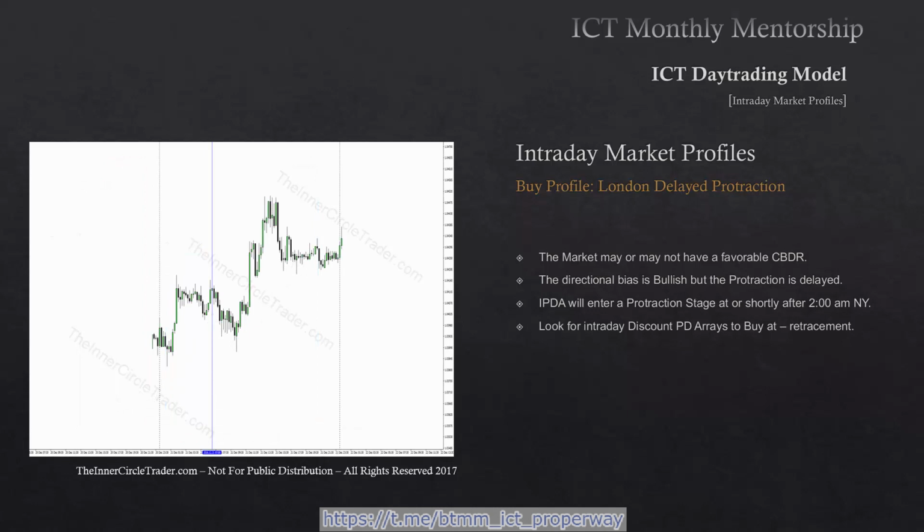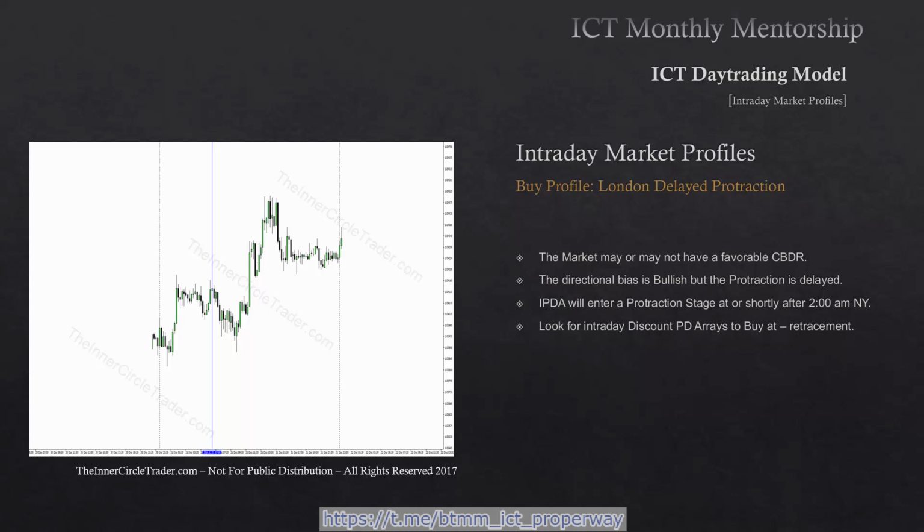An example seen here, the market starts up and it doesn't give us a real clear picture right away. It starts moving higher, doesn't give us that big move lower or initial drop down. So we have a questionable central bank dealers range or Asian range scenario. We can be looking for our directional bias to unfold, which is a bullish day. IPTA will enter a protractionary stage at or shortly after 2 a.m. New York. That's the blue line here.